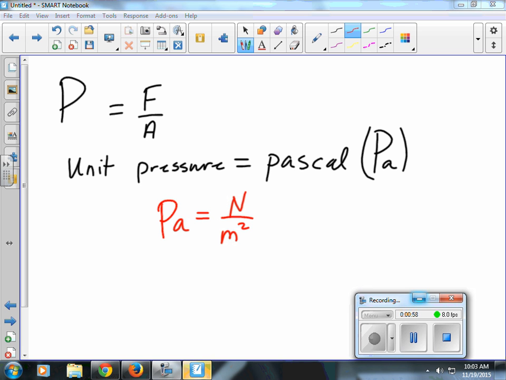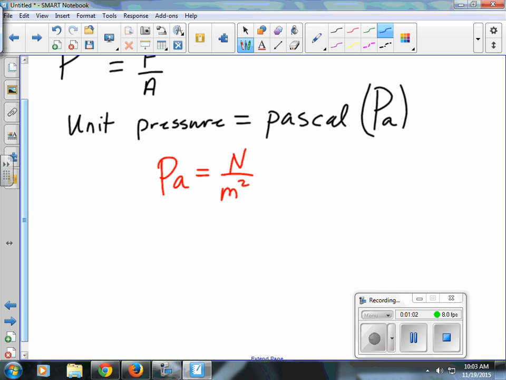Okay. So what if we had, let me think for a second here. What if we had a pressure of 500 newtons per meter squared? How many Pascal is that?